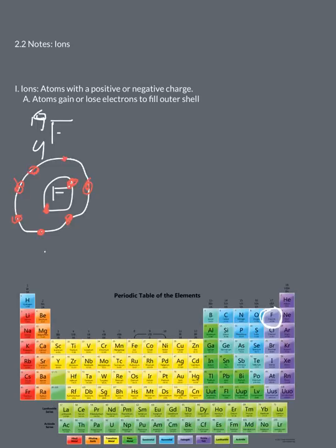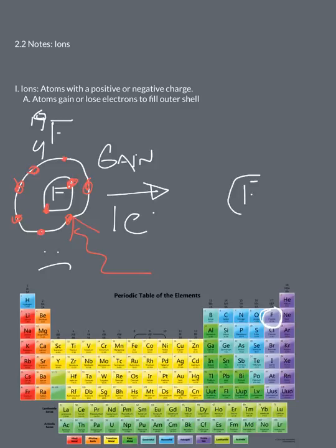It needs to have 8 in that outer shell. So it has one of 2 options. It can either lose 7 or it can gain 1. It's going to do the easier of those 2 options. It's going to gain 1 electron. That electron is going to come in from somewhere. We don't need to worry about where yet, but we will talk about that. And basically what that's going to do is that's going to fill its outer shell.